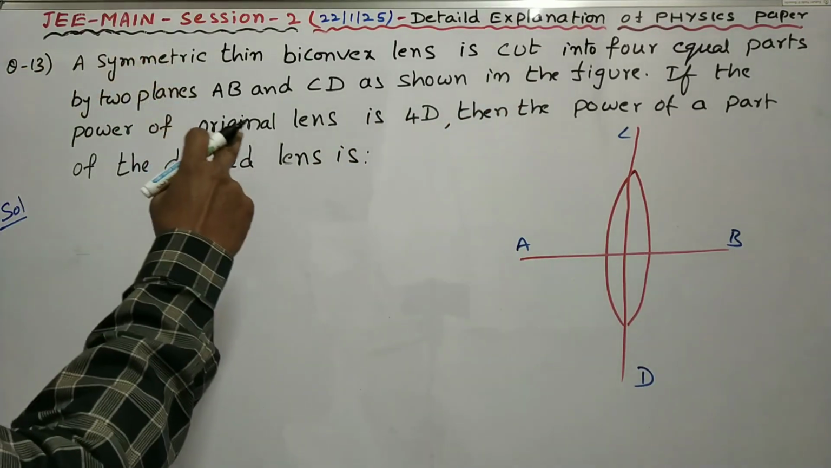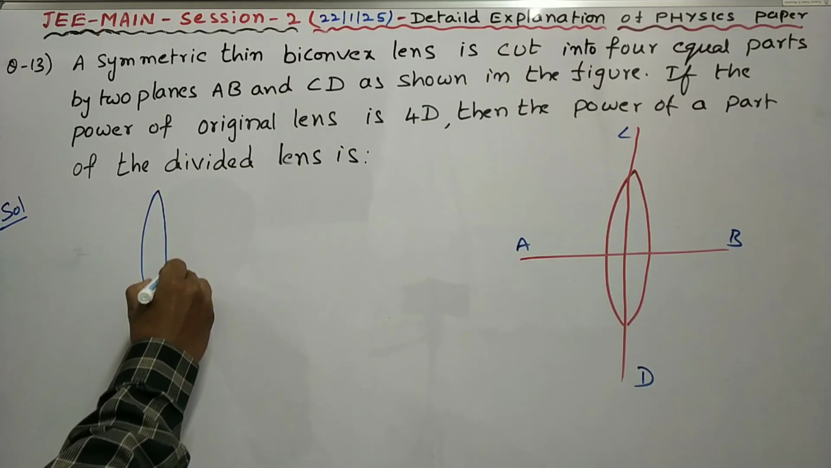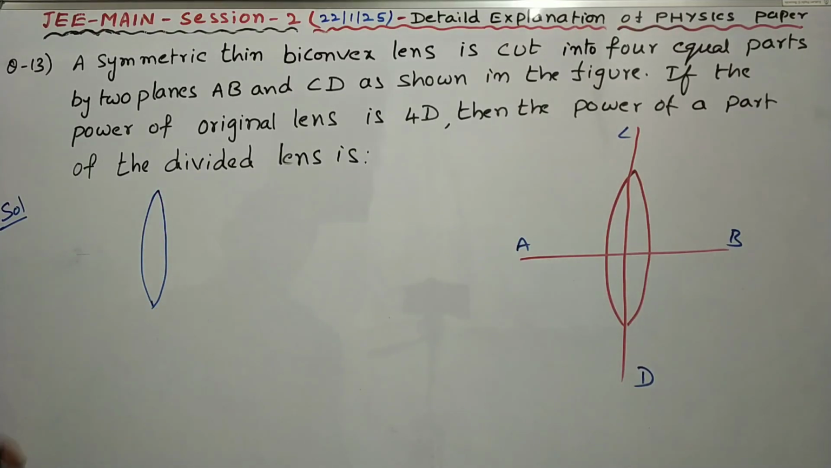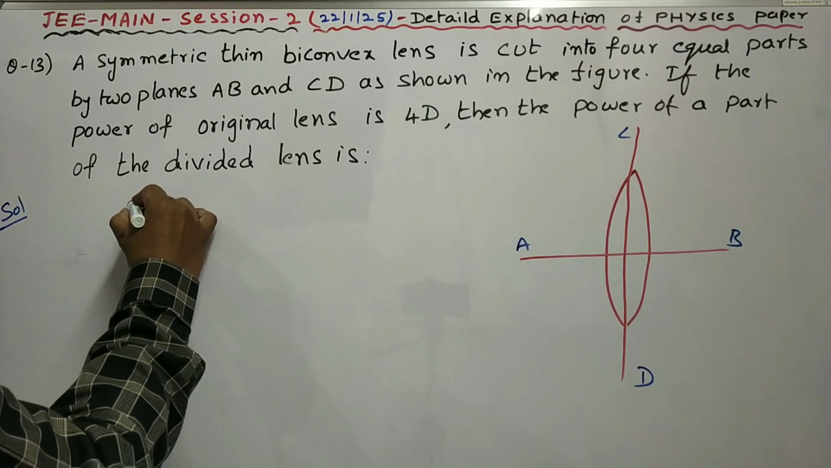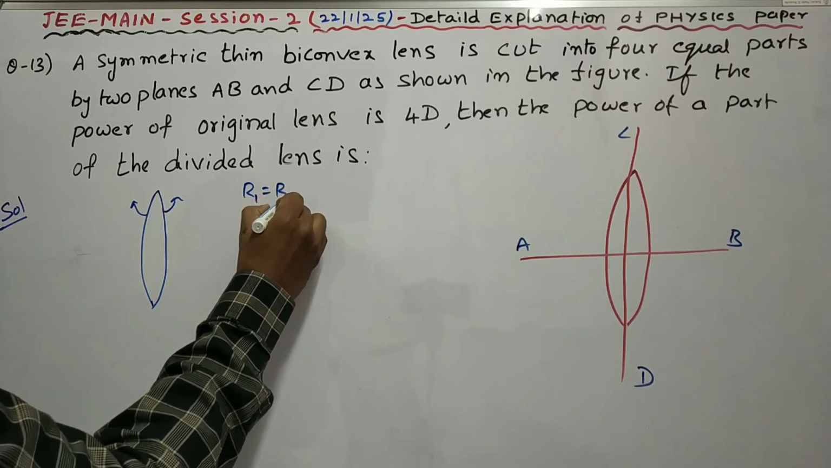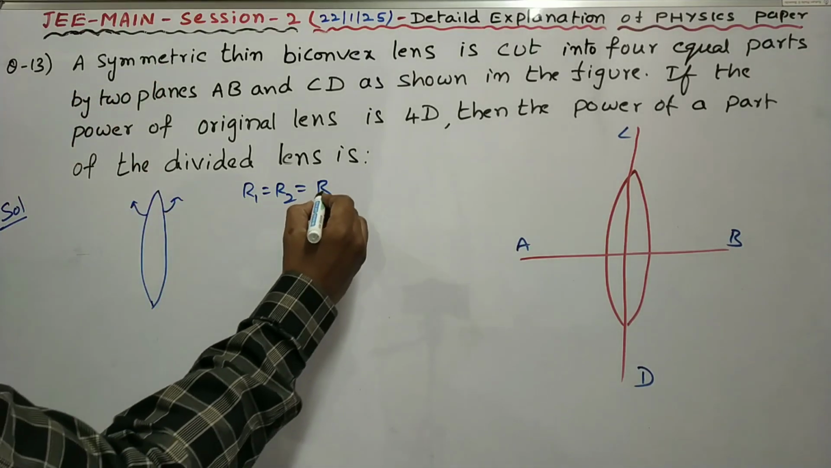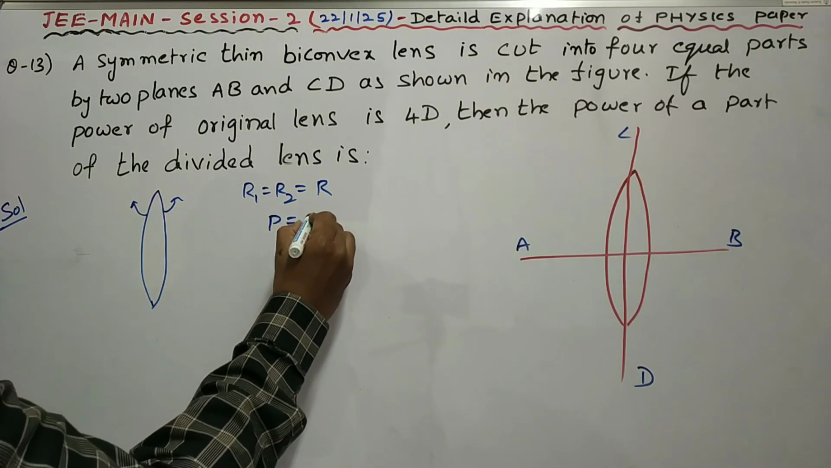Let's see. This is a symmetric thin biconvex lens. Biconvex means those two curvatures remain the same. That means R1 is equal to R, R2 is equal to R, so it is an equiconvex lens. Symmetric means equi. Now, this is cut. Its power is equal to what?